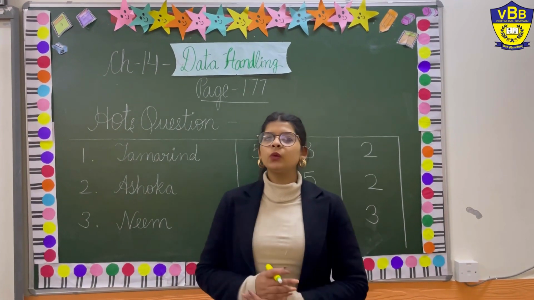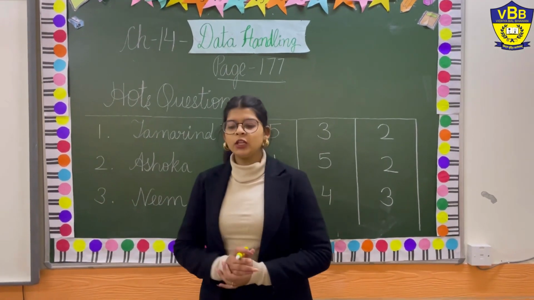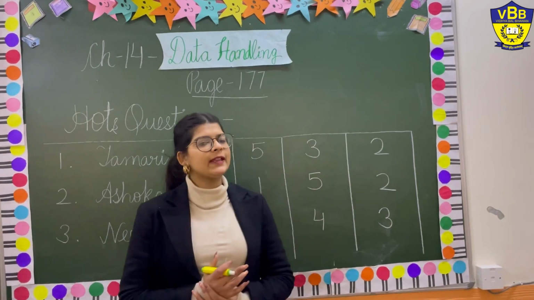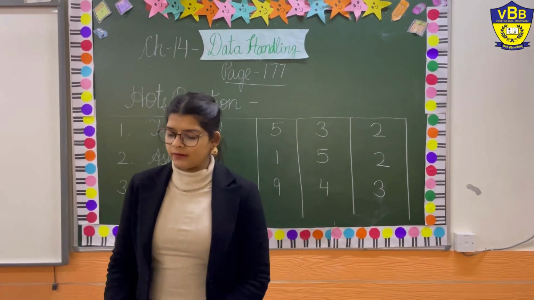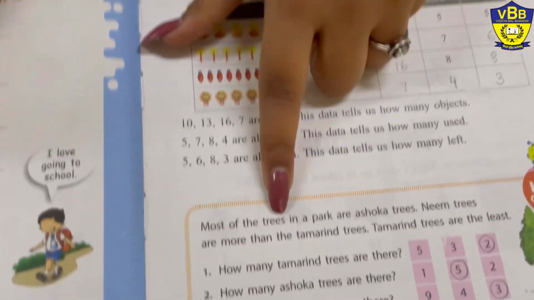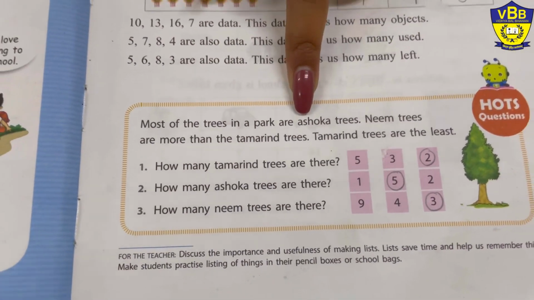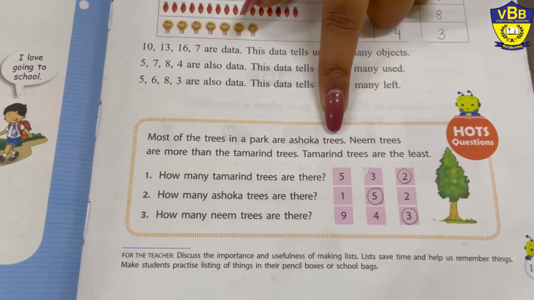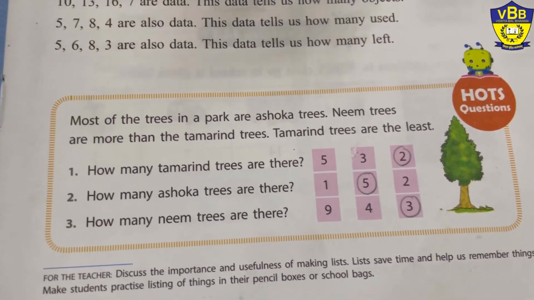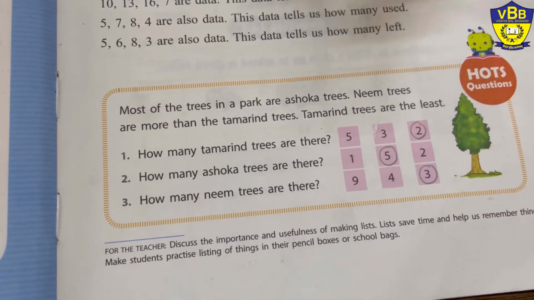Now we are moving to the hot question. In your book, page number 177, please look at the question. Most of the trees in a park are Ashoka trees. That means Ashoka trees are more.